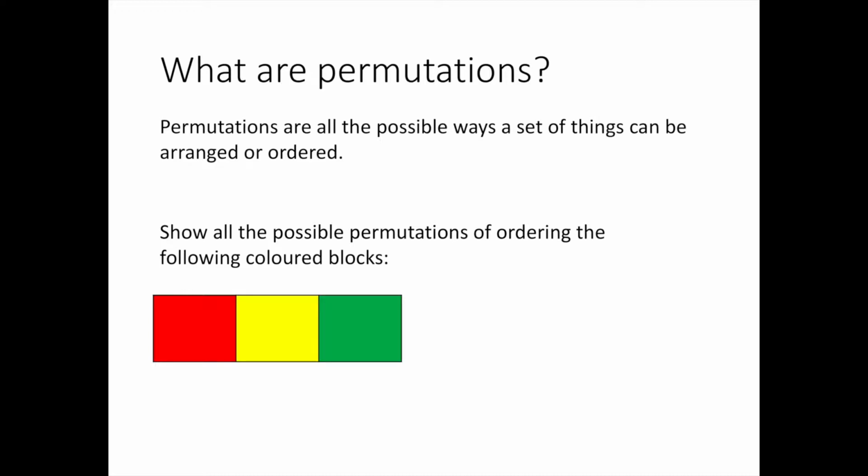Today we're going to learn about permutations. So what are permutations? Permutations are all the possible ways a set of things can be arranged or ordered. So for example, if we think about having a red, a yellow and a green block, we can now look at what all the possible permutations for ordering those colored blocks would look like.